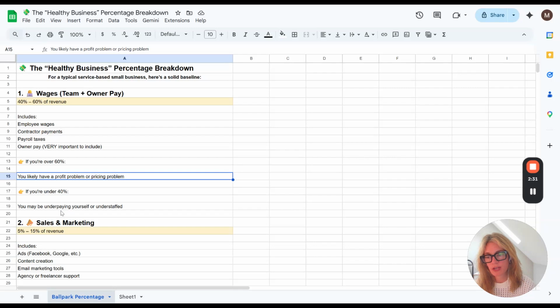If you're under 40%, you might have great profit, but you might be underpaying yourself. You might be understaffed. You might be thinking, man, I would love to hire some people. So you have room in there to do that if you're right around 40%.